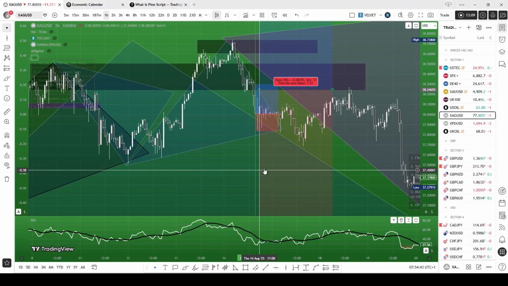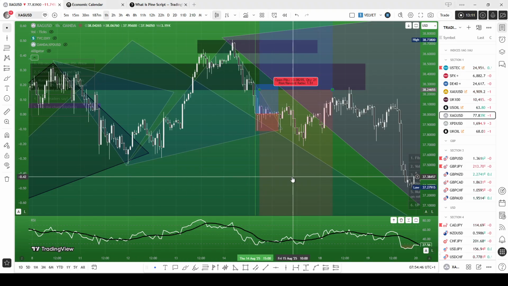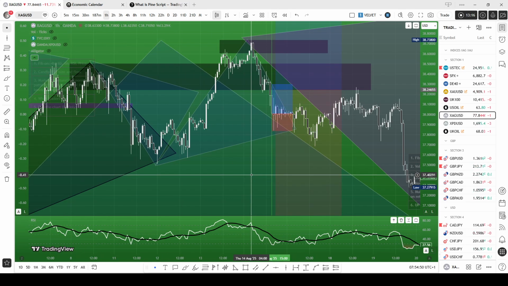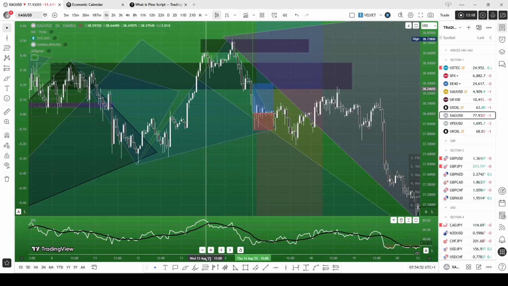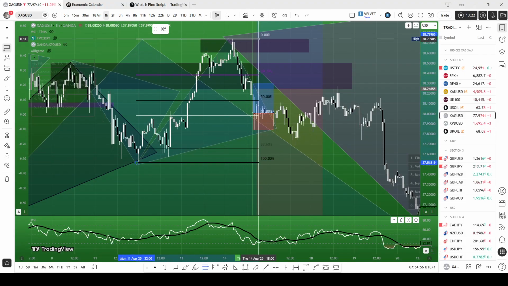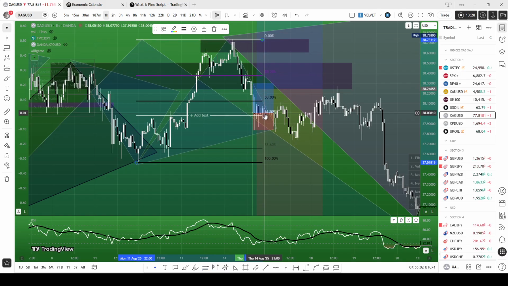This time I've been trying to profit on silver. So, and the silver, what it did, it was hovering around 61.8.